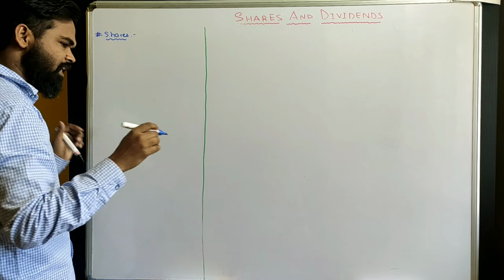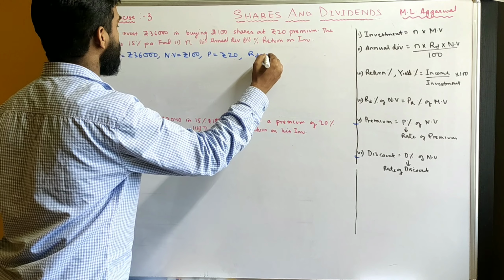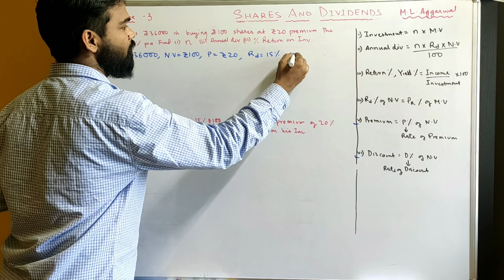Now let us look at the next sum. Now look at sum number 9, which says Amit invests rupees 36,000 in buying rupees 100 shares at rupees 20 premium. The dividend is 15% per annum. Find the number of shares, annual dividend, and the percentage return on investment. Very easy. First of all, write the information. The investment is rupees 36,000. The nominal value of the share is rupees 100, at a premium of rupees 20, and the rate of dividend is 15% per annum.